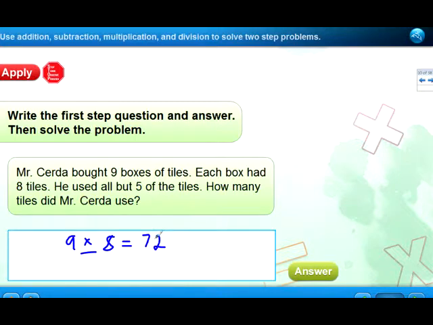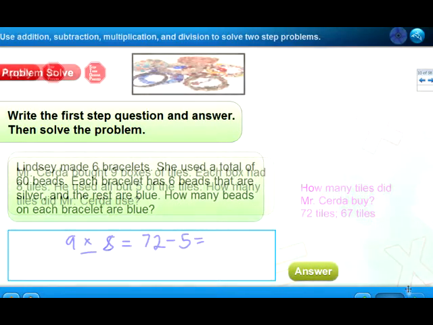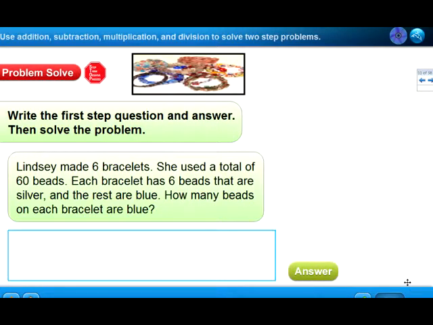Now that we've done that first step, how does the answer help us to solve the second part of the question? In the second part of the question, we need to take all but 5 away. 72 minus 5 equals, let's check our answer. Did you get 72 tiles and 67 tiles? You are correct. Now let's try to see if you can problem solve. Go ahead and stop the video so you can check to see if you get this one correct.